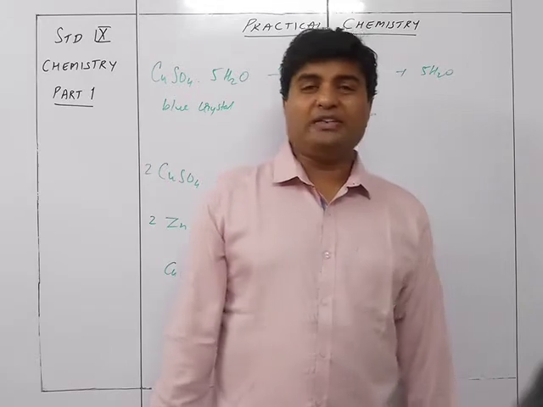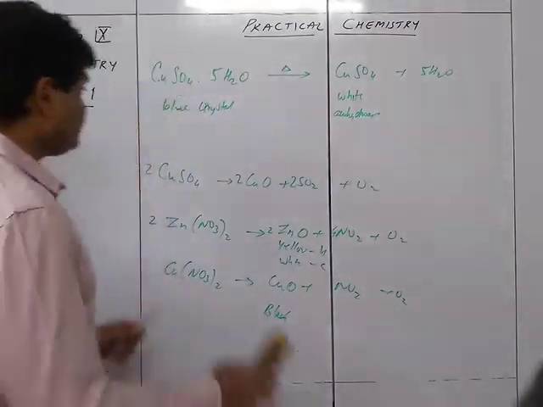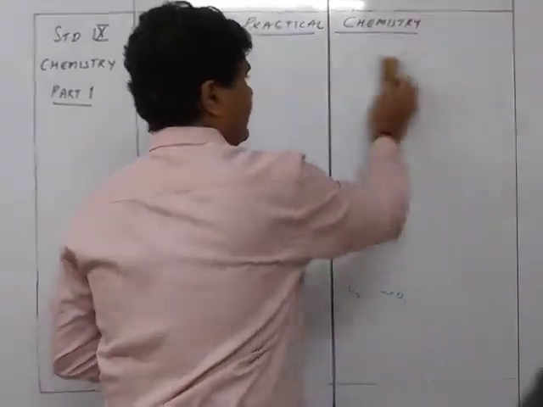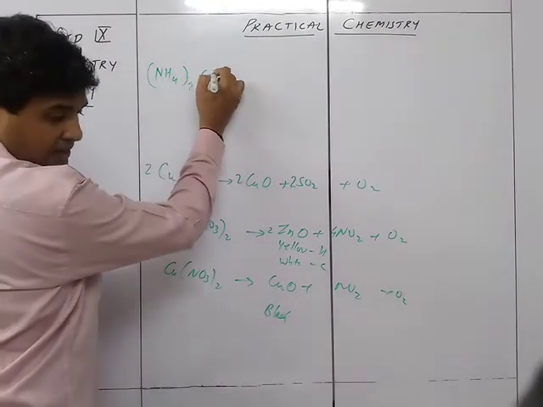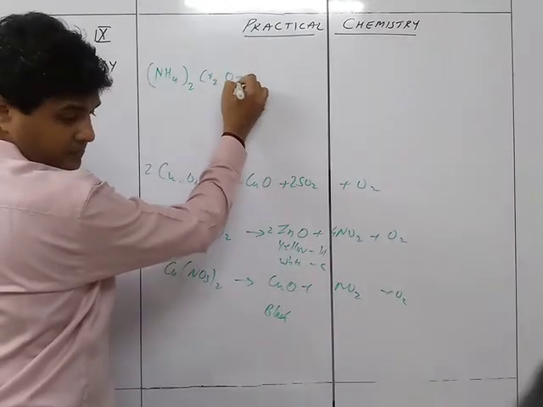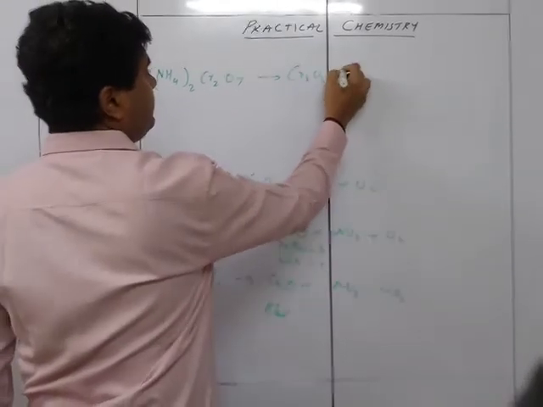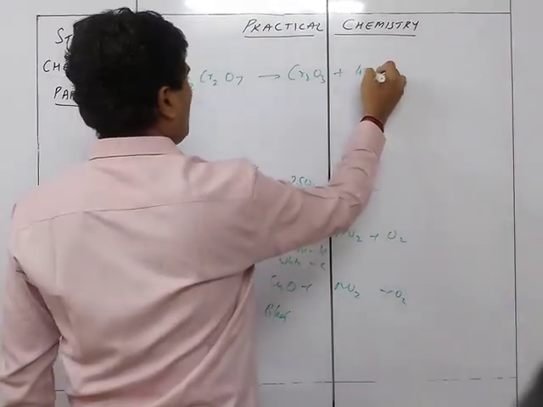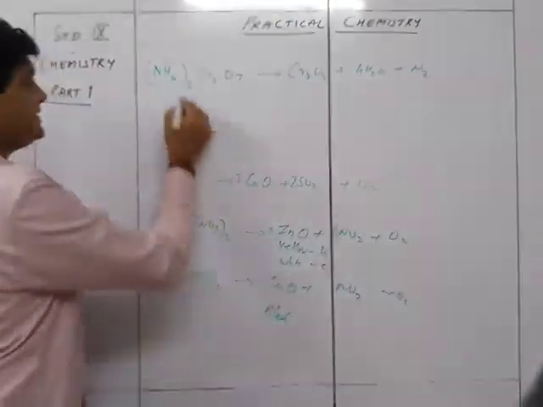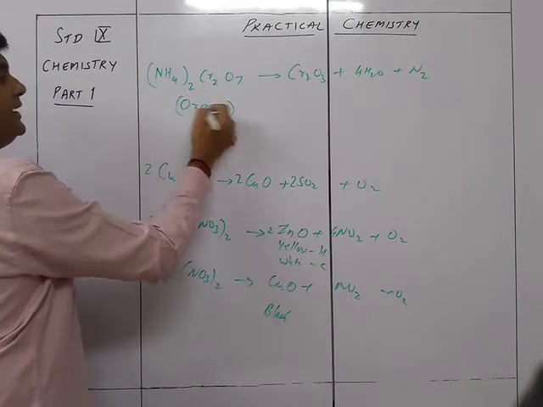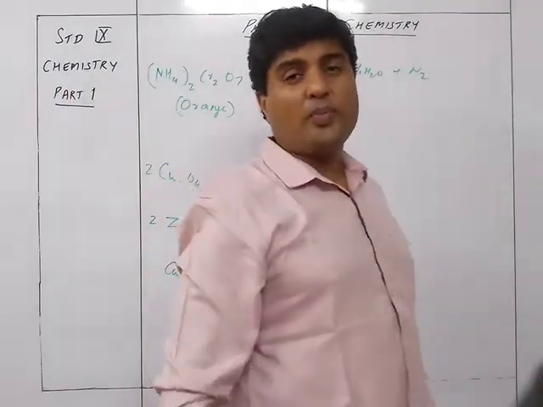Ammonium dichromate, which is orange in color. Now this is important. The last one over here is ammonium dichromate. If you take ammonium dichromate, it is orange in color, that is (NH4)2Cr2O7. It is going to give me Cr2O3 plus 4H2O plus N2. So this over here is orange in color, but on heating, what we're going to get is green in color. So the change in the color will be from orange to green.